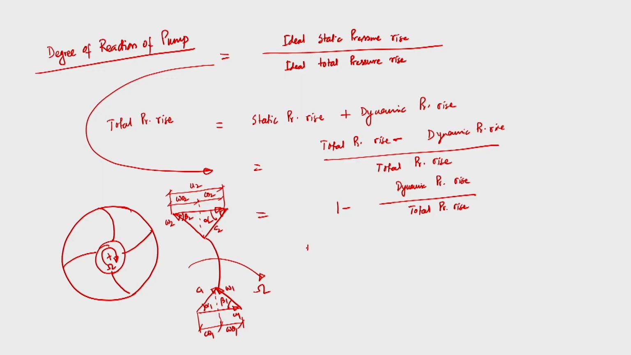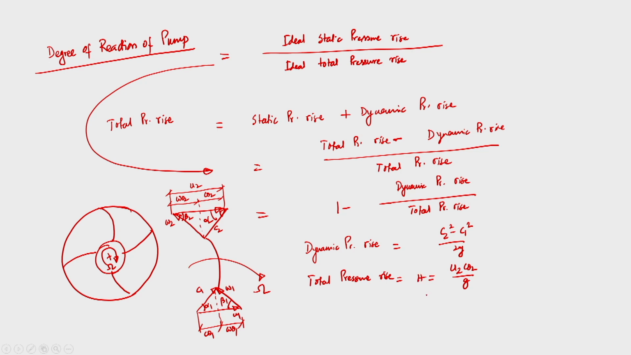So, can you tell me from this expression what could be the dynamic pressure rise and the total pressure rise? Dynamic pressure rise across the impeller when water is flowing through it will be equal to C2 square minus C1 square divided by 2g, and the total pressure rise across the impeller should be equal to U2 C theta 2 divided by g, that is equal to h.